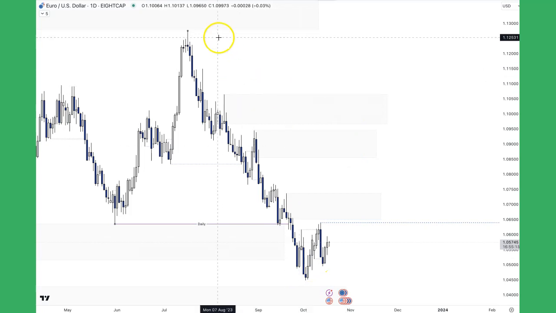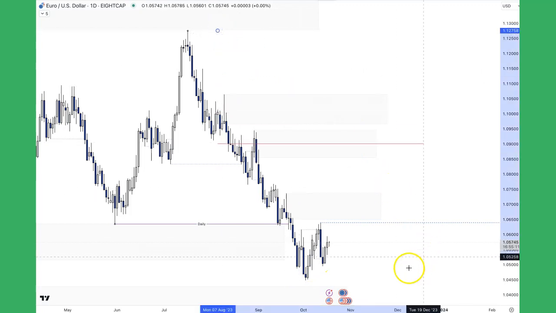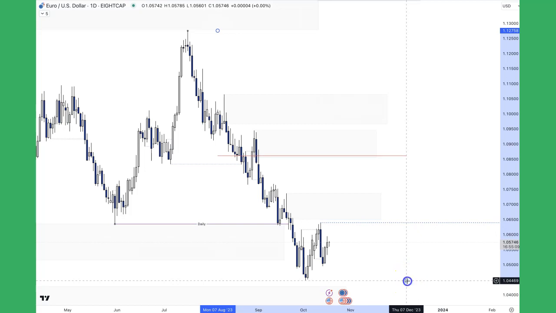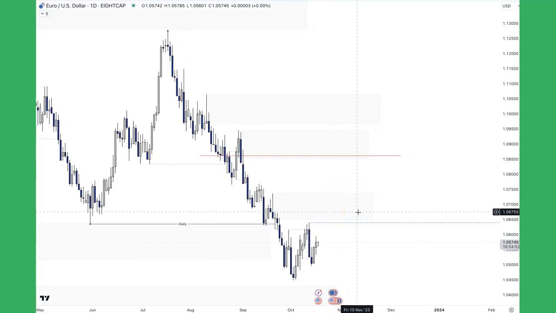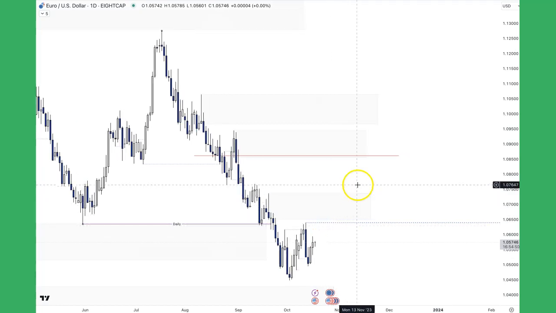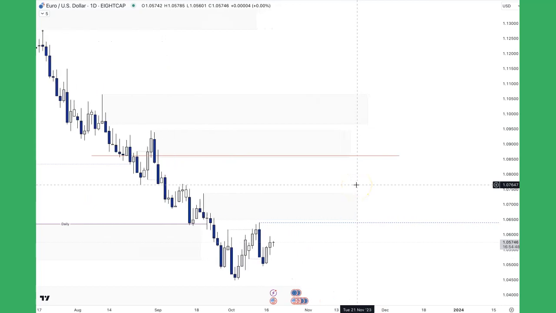So if we take the fib tool and mark from here to here, that's the 50% equilibrium over here. So we can expect price to probably pull into this zone or maybe into this zone. So what does it really mean if we look at the daily? Well, it means that it would be nice to kind of look for longs as we come into the daily.